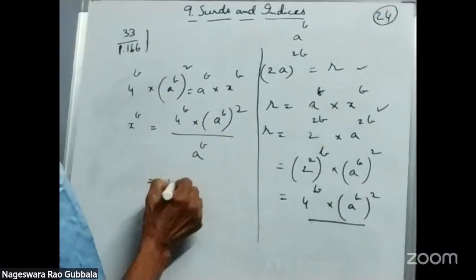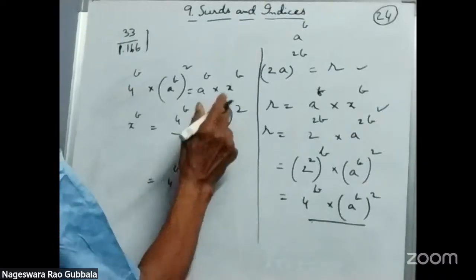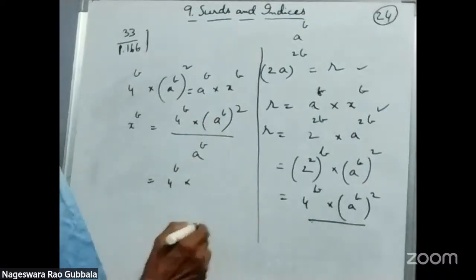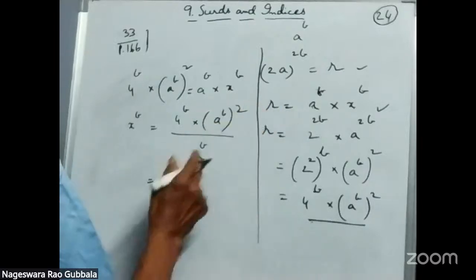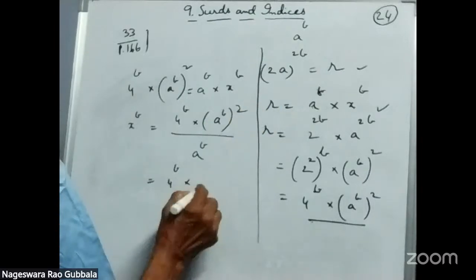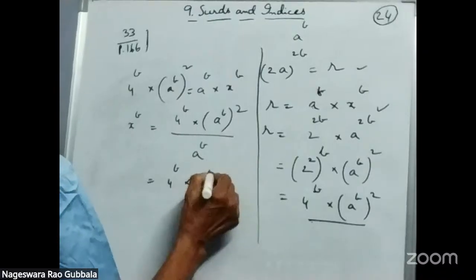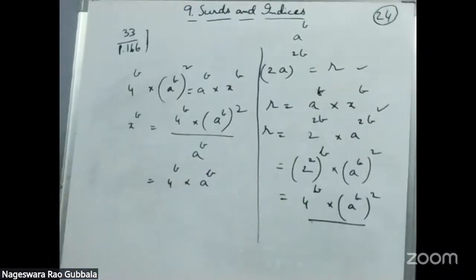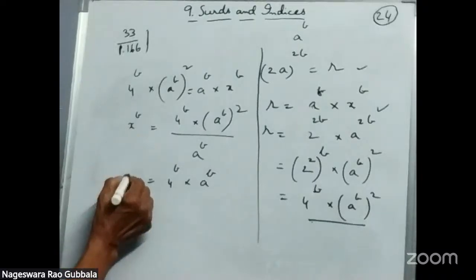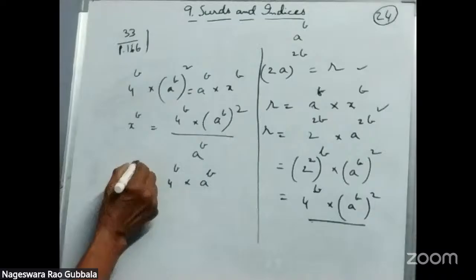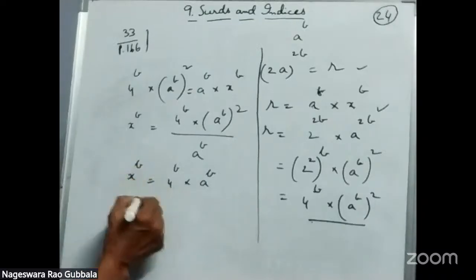So this is 4 to the power of b, a to the power of b whole squared, by a to the power of b. A to the power of b whole squared means a to the power of b into a to the power of b. One a to the power of b goes, so one a to the power of b remains. Left side x to the power of b. We are finding x to the power of b. Of course, finally we have to find x.